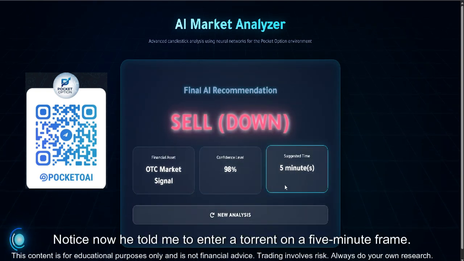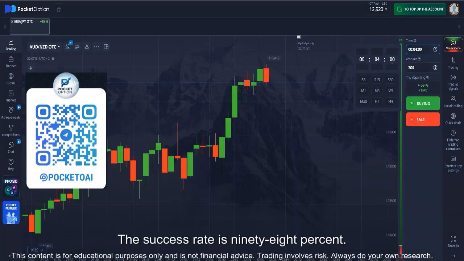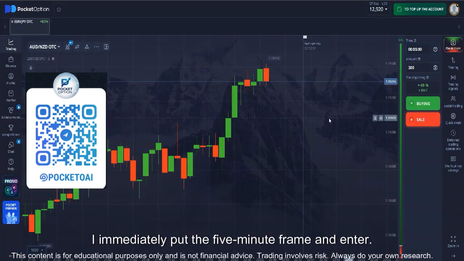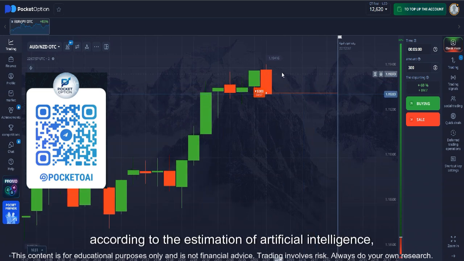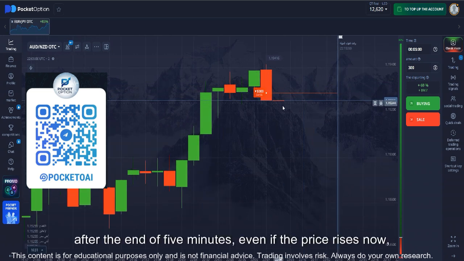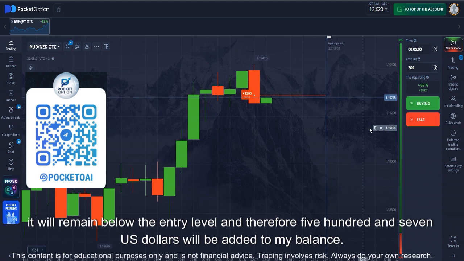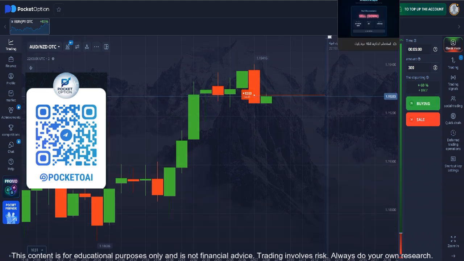Notice now he told me to enter a trade on a 5-minute frame. The success rate is 98%. I immediately put the 5-minute frame and enter Sell because according to the estimation of artificial intelligence, after the end of 5 minutes, even if the price rises now, it will remain below the entry level and therefore $507 will be added to my balance.